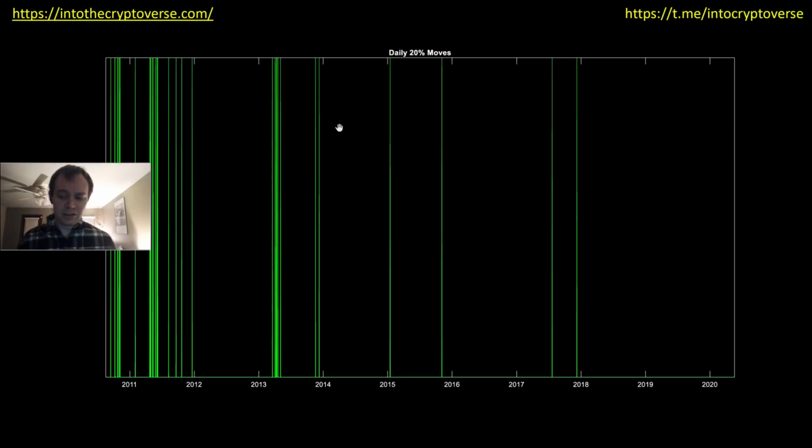Here's 20%, so it's interesting. Bitcoin has not seen a 20% move to the upside since the end of the 2017 bull run. So throughout all of 2018 and all of 2019, and so far throughout 2020, we have not seen a 20% move to the upside.